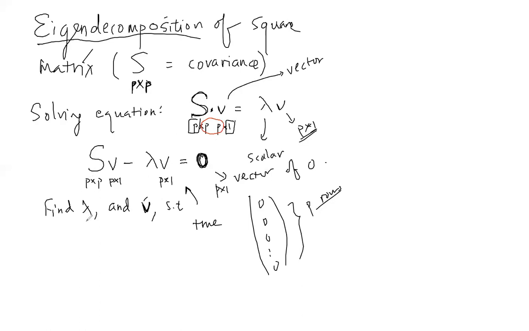This lambda here is called the eigenvalue, and this vector here is called the eigenvector. An eigenvalue and an eigenvector come together as a pair. An eigenvector is always associated with a particular eigenvalue.